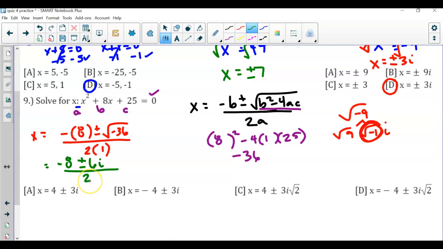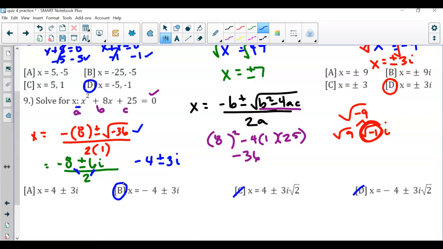All divided by 2. So I notice that I no longer have a radical because we had a perfect square here. I'm going to mark off C and D. Then here, simplify negative 8 divided by 2, negative 4, plus or minus 6 divided by 2, which is 3i. So that's why here the answer was B.